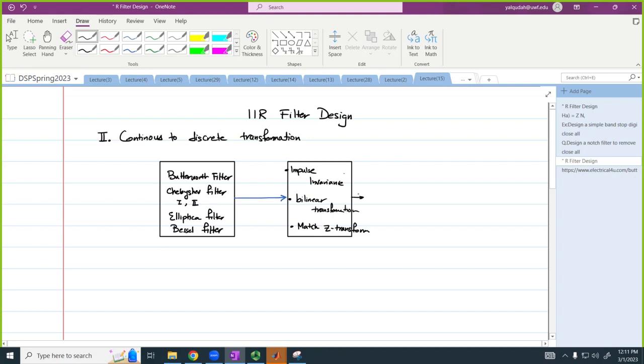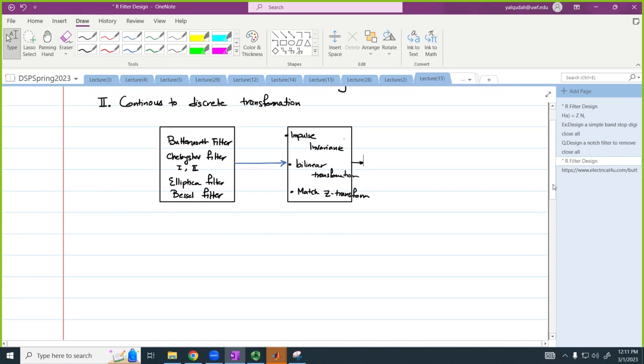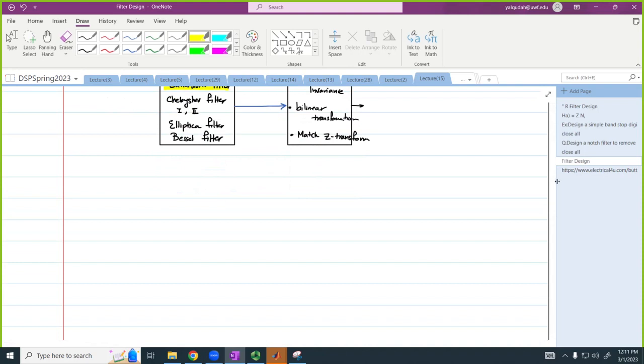So the first part, we're going to review these filters. We're going to be designing continuous time filters. But then after we design the filter, we're going to look at different techniques of taking the continuous time filter and converting it to a discrete time filter. Okay, so with that, we're going to start with the first of these filters, which is the Butterworth filter.